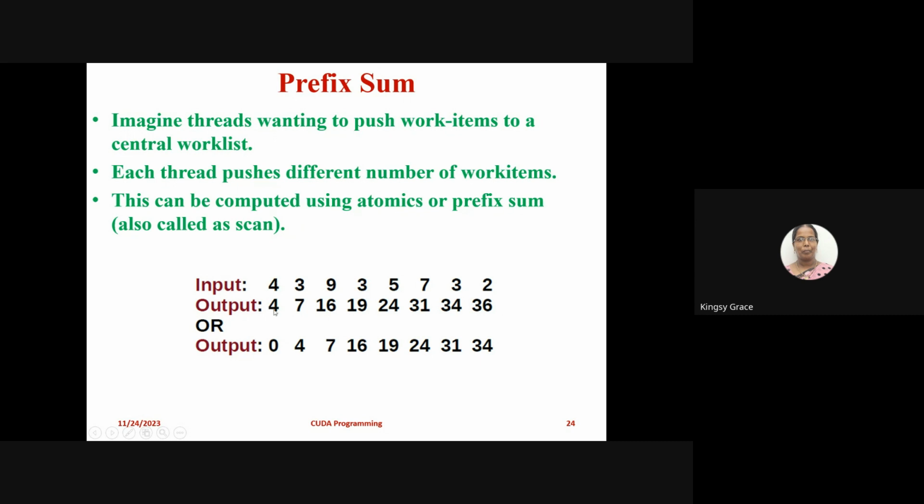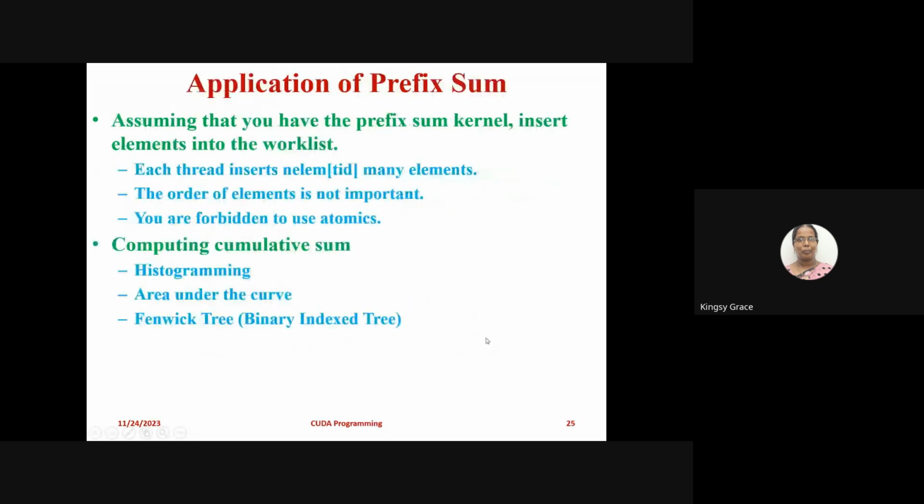The initial value is written as the same, and for all the other values, the first one is added to the second one, the result is added to the third one, and so on. Likewise, at last you will get the output in the last location. If you start with 0, 4 is again displayed, and after that it comes before n minus 1. So you can apply the prefix sum in many different ways.